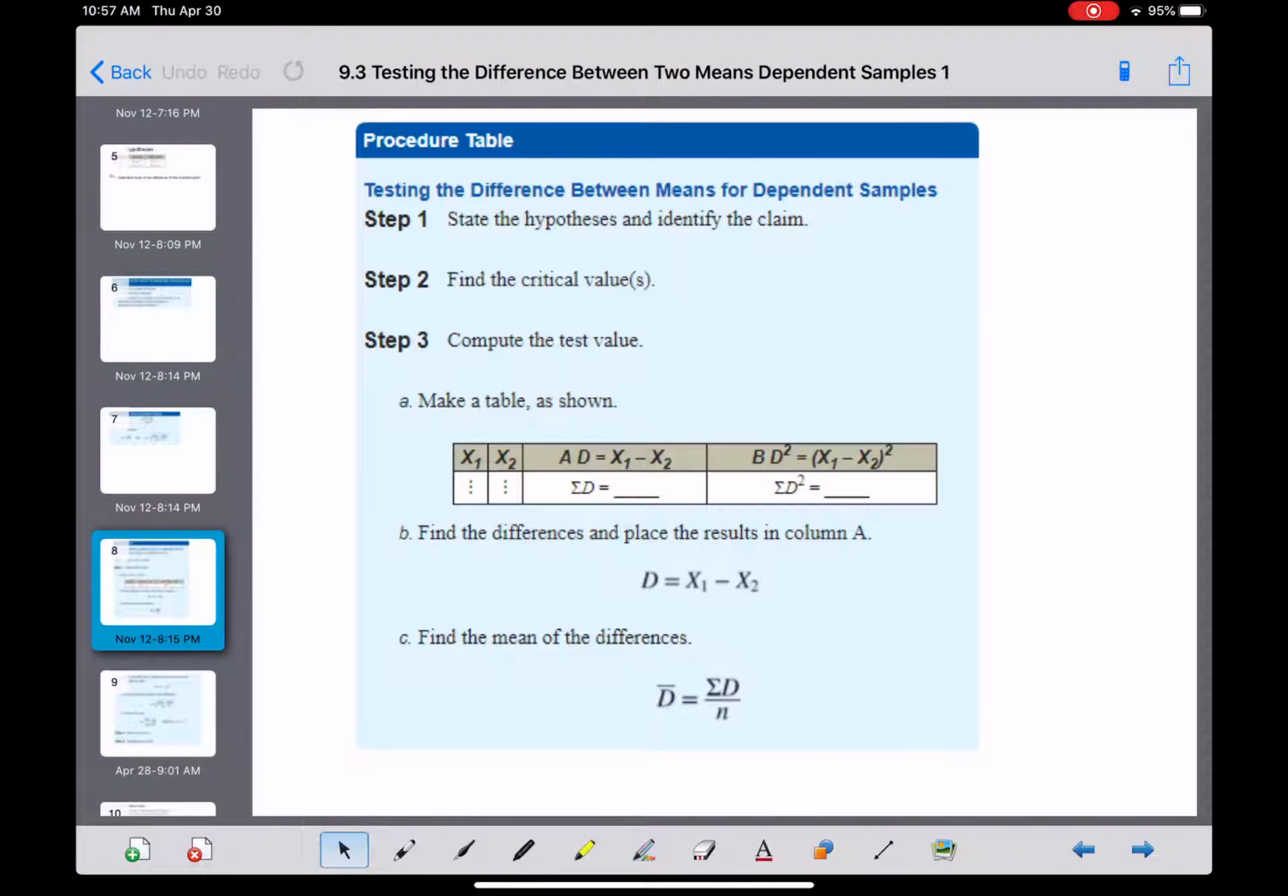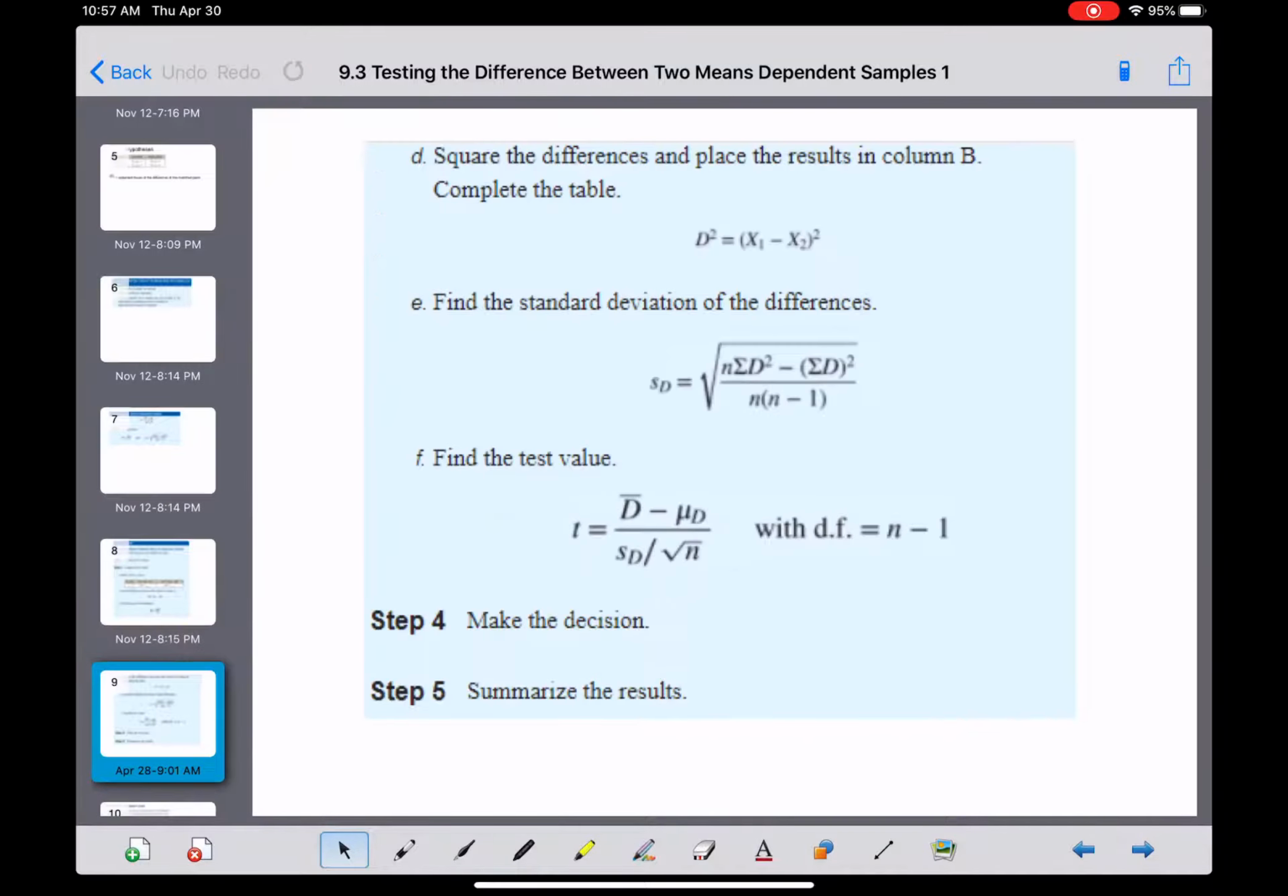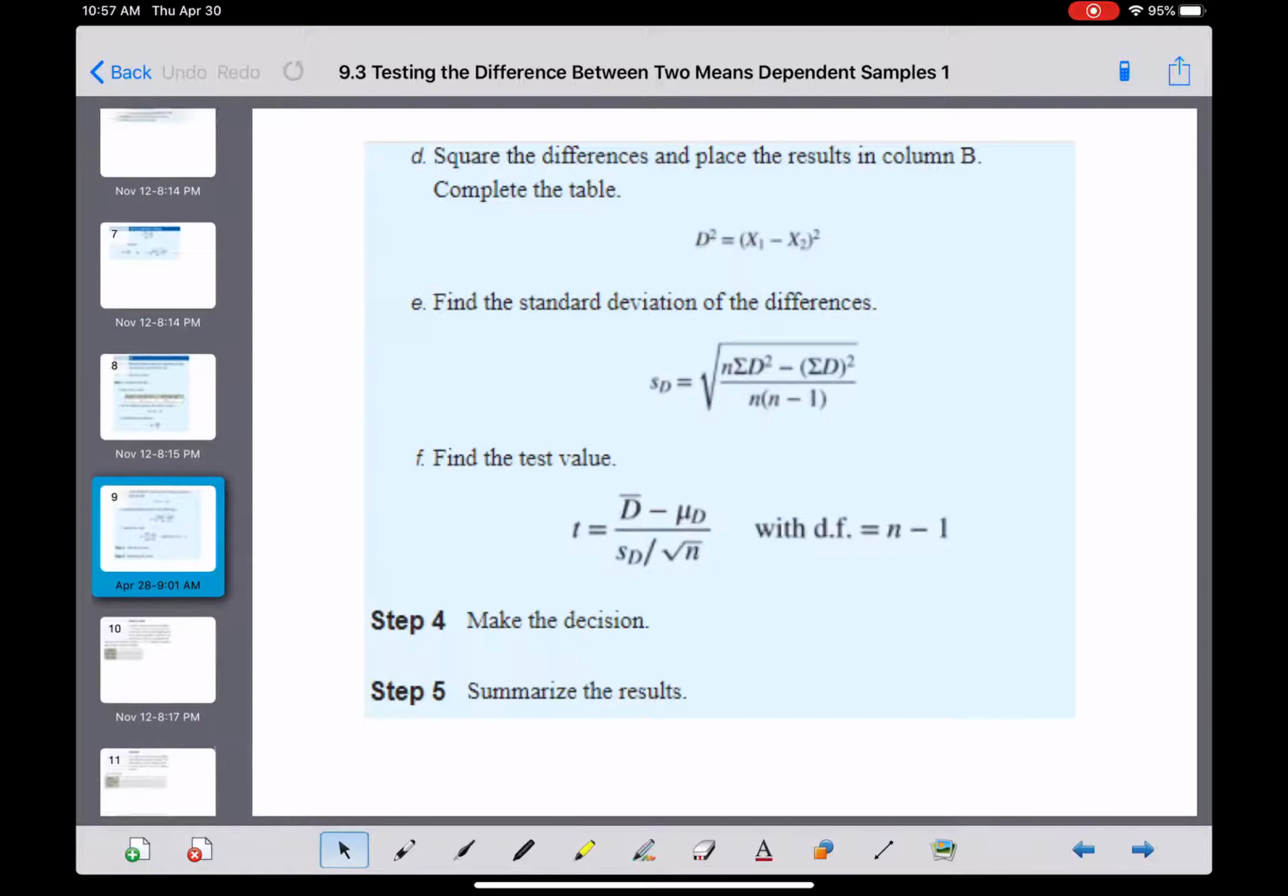Okay, so this is the same process, but when we compute the test value, there's several things that we'll have to do. You can write this down if you would like, but we'll go through that example here.